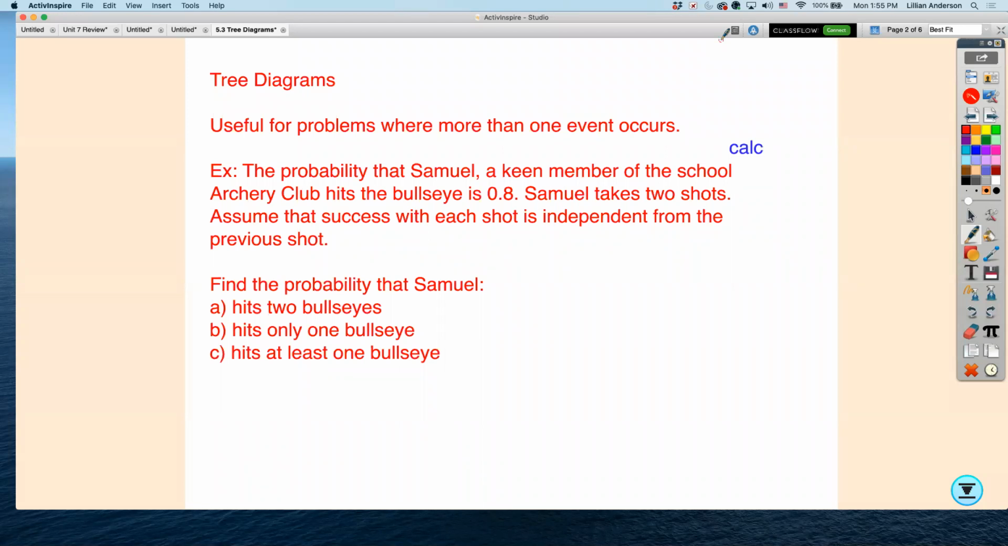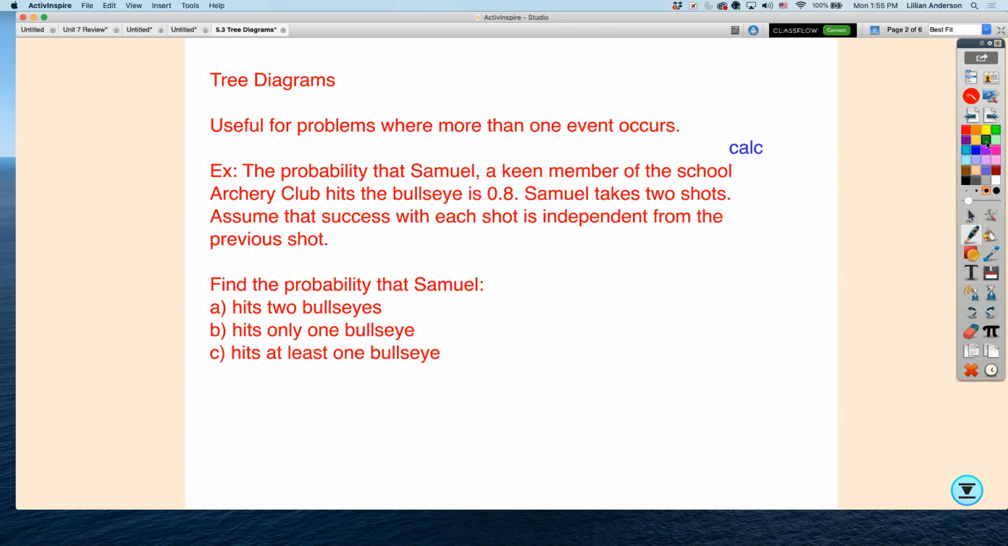So the probability that Samuel, a key member of the school's archery club, hits the bullseye is 0.8. Samuel takes 2 shots. Assume that success with each shot is independent of the previous shot. Okay, here that definitely matters because if you take a shot and you miss it or make it, it can kind of mess with your psyche, but they're basically telling you that his first shot has nothing to do with his second shot.